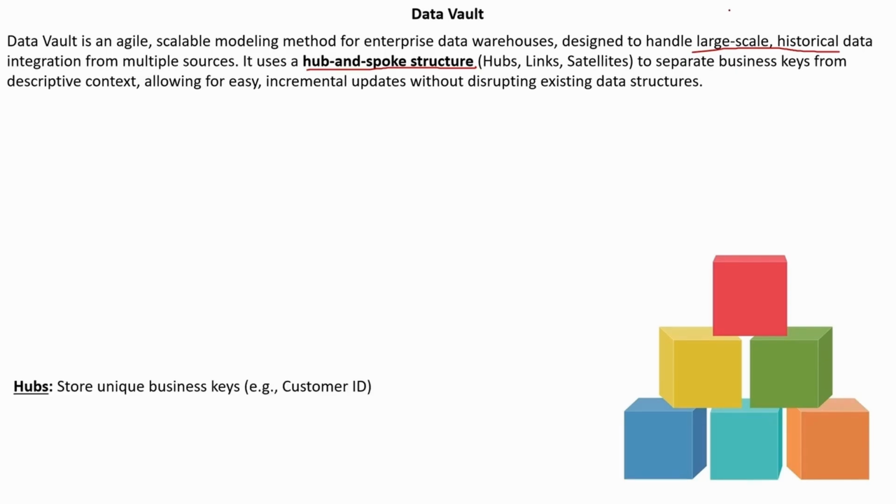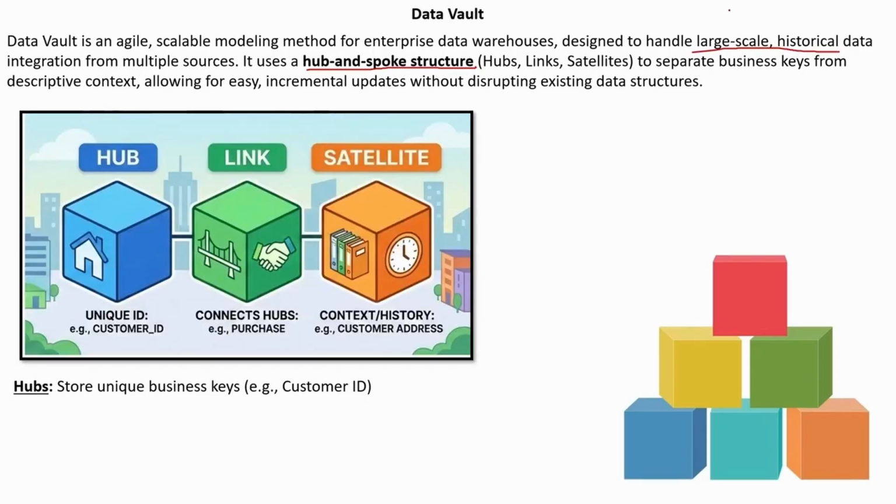The first one is hub. Think of a hub as the main landmark for your data city. It's the central point for everything related to a specific business concept. Imagine we have a hub for customer. Okay, this hub only stores the unique ID. It doesn't store anything else other than unique IDs, maybe their names. It's like the city hall for your customer data. So as the definition says, hubs are only used to store the unique business keys.